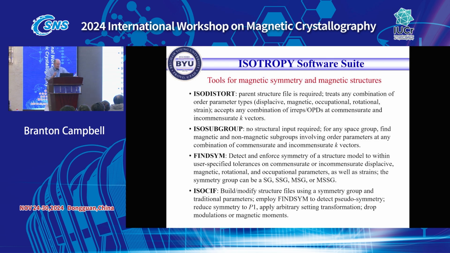ISOSIF is a tool that was created as a support for ISODISTORT for preparing input files. You can also use it generally to manipulate commensurate and incommensurate structures, change the setting, remove the magnetic moment, strip away the incommensurate modulations if you want to. And actually, all the capabilities of FindSym are built into ISOSIF. And so you can essentially use FindSym within ISOSIF if you want to.